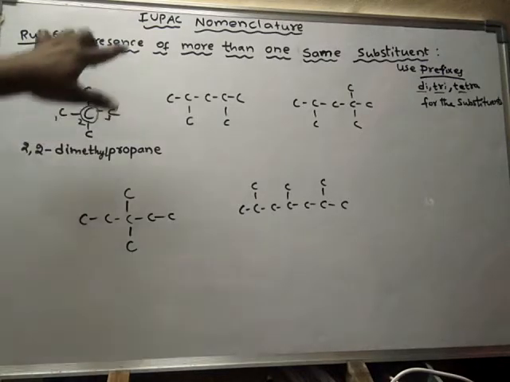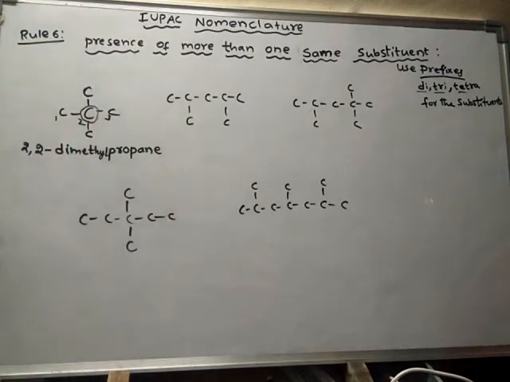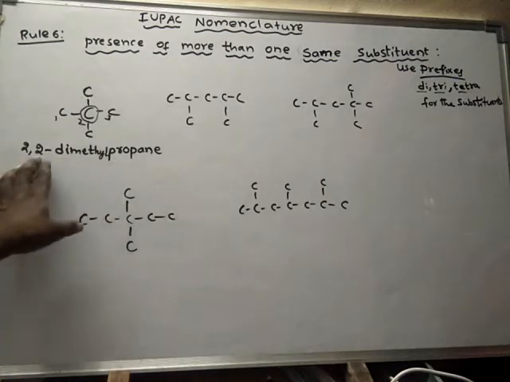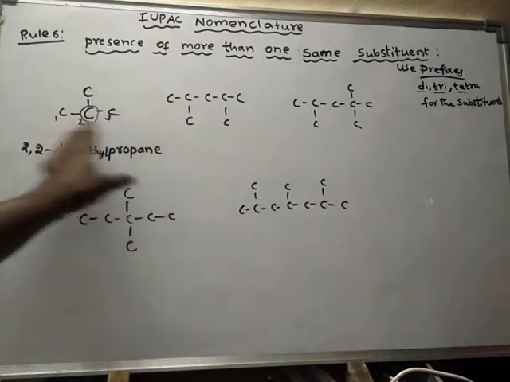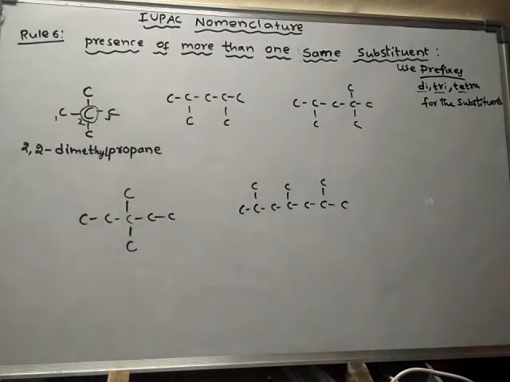IUPAC says that the entire name should be written in a single word. Hence we have to use symbols like comma, hyphen, etc. to connect each and every letter and each and every number, so that it finally makes a single word. Right. Now what is the name of this compound?